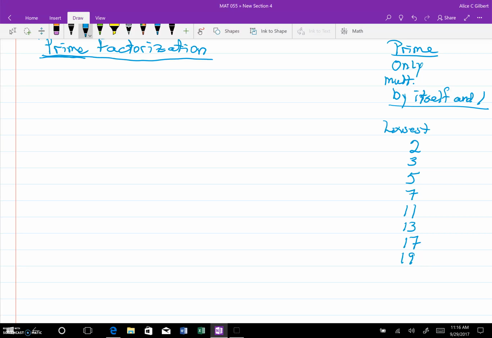15 is not prime. There are lots of odd numbers that are not prime. But anything after 2, if it is prime, has to be odd. So when we're doing this prime factorization, we're only going to use prime numbers, and we always start with the lowest one and use it until we can't anymore. Then we use the next lowest one, etc. And I'm going to do as many examples here as I can get in.